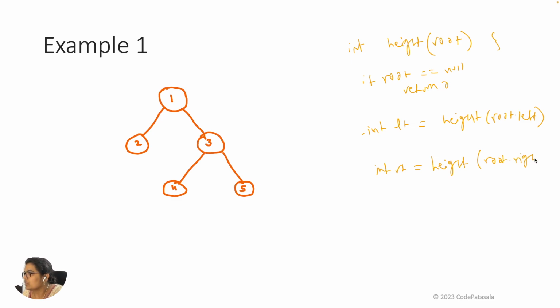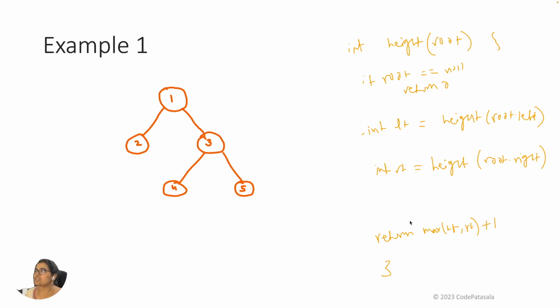At this point we have both left and right height, and the height of the tree would be max of left height and right height, plus 1, because we are looking at the height of the parent of these two subtrees. That is why plus 1. So this is our height algorithm.